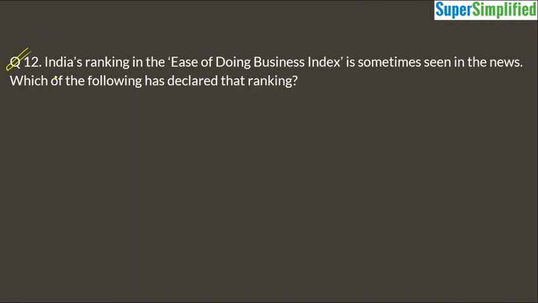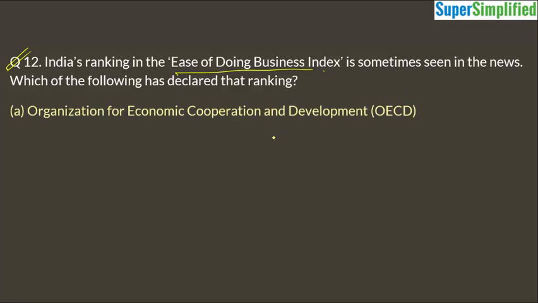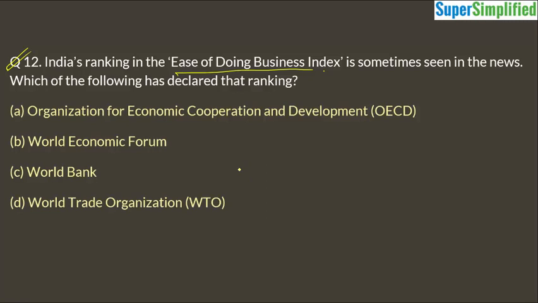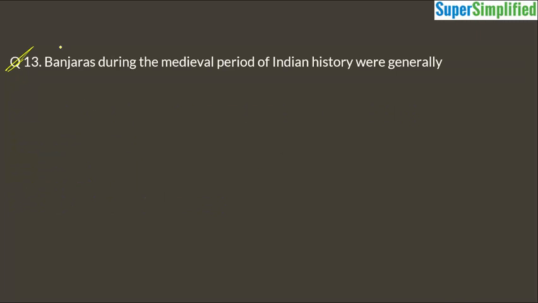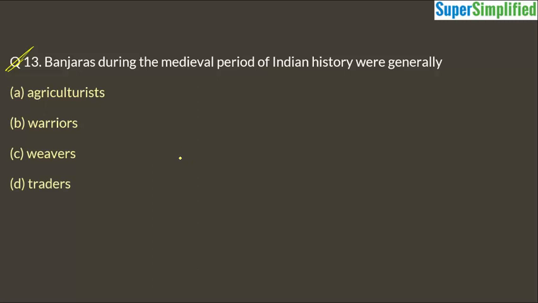Question number 12 is India's ranking in the ease of doing business index is sometimes in news. Which of the following has declared that ranking? A. OECD, Organization for Economic Cooperation and Development, B. World Economic Forum, C. World Bank, and D. World Trade Organization. And the correct answer is World Bank. This is a factual question. Question number 13. Banjaras during the middle period of Indian history were generally A. agriculturists, B. warriors, C. weavers, and D. traders. And the correct answer is D, traders.